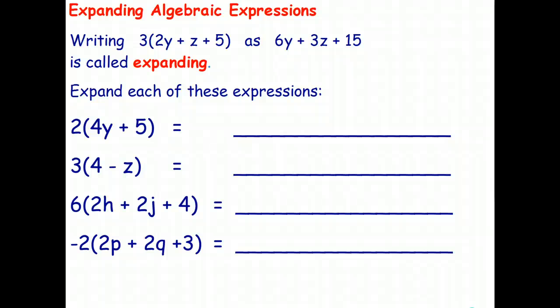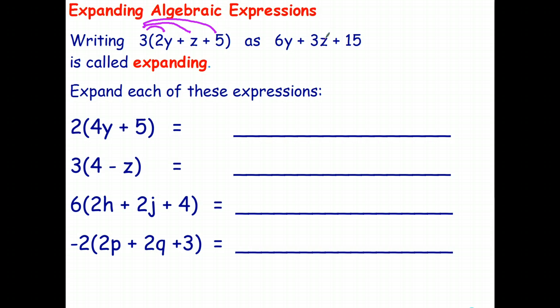Okay, hello again. Now we're going to start by expanding some reasonably simple expressions. So once again, a reminder up here: 3 times (2y + z + 5), all in brackets, expands to 3 times 2y is 6y, 3 times z is 3z, and 3 times 5 gives us 15. So that's the expanded form on the right.